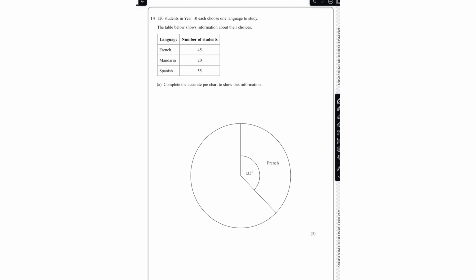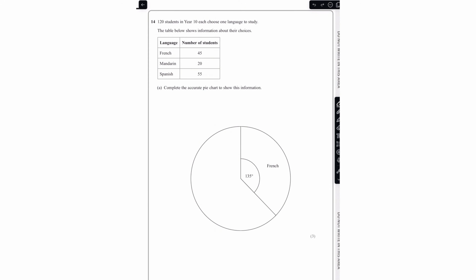The table below shows information about their choices. Complete the accurate pie chart to show this information. And so remember, for this question, the first thing we need to acknowledge is that in a full circle, the angle is 360. That means that the number of students in each language category as a fraction of 120, which is the total number of students in year 10, multiplied by 360 will give you the corresponding angle.